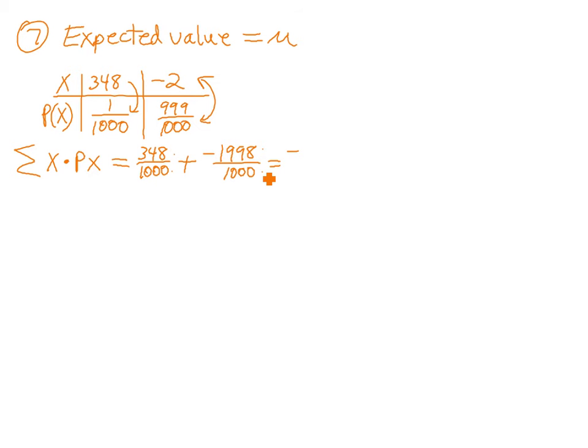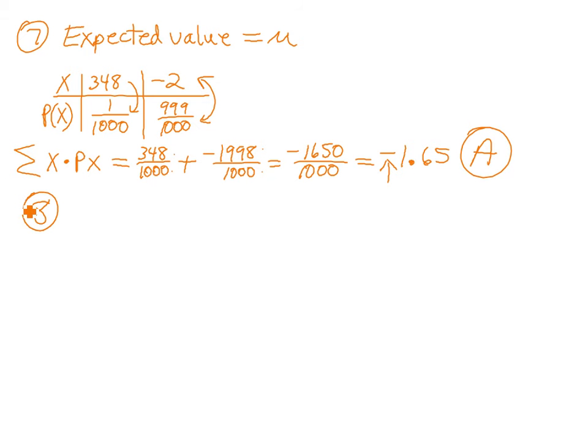negative 1,998 and 348 give me a negative 1,650 out of 1,000. Divide that and we get negative 1.650, or 1.65. So we can expect to lose $1.65 for every ticket we buy, and that is letter A. Make sure you realize it's going to be a negative because most of the time you're going to lose, so it's a negative value.